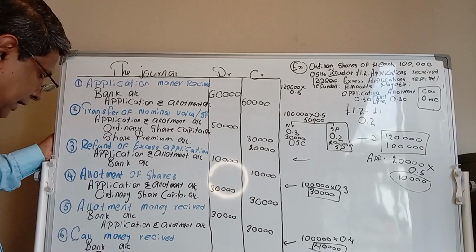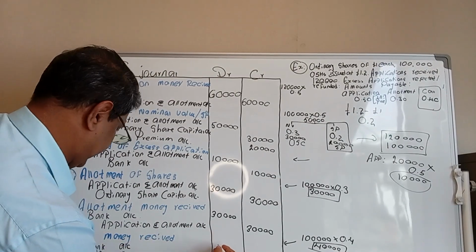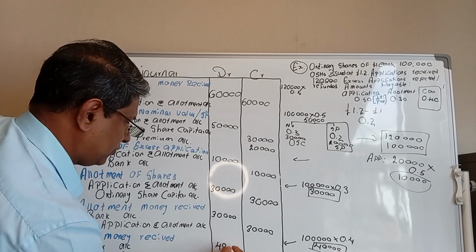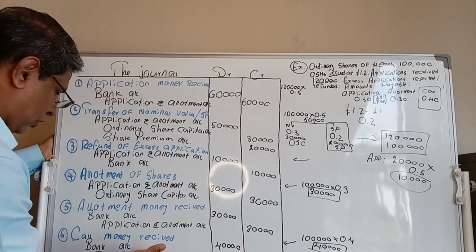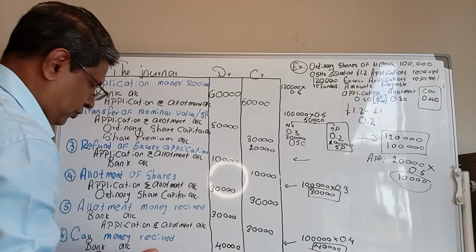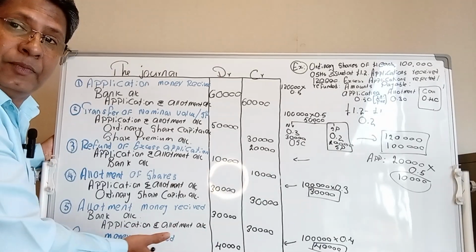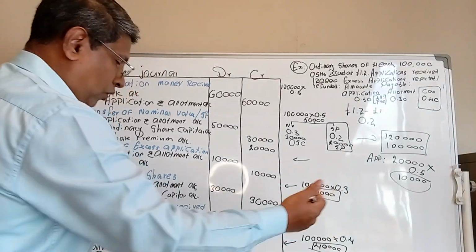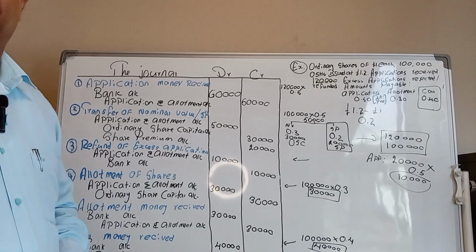So when you get this money, your bank account is going to be debited by 40,000 and your call account is going to be credited by 40,000. Why? Because you are getting the call money. Your bank is debited by 40,000. Your call is credited by 40,000. Is it clear?